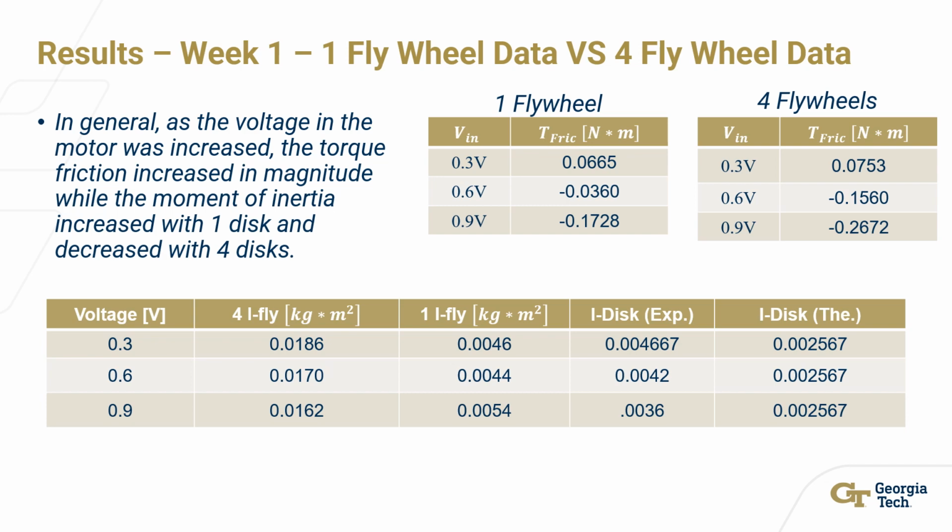In general, as the voltage in the motor was increased, the torque friction increased in magnitude, while the moment of inertia increased with one disk and decreased with 4 flywheel setup. As shown in the graphs on the top right, during 0.3 volts, the torque due to friction was positive. These values will be neglected in creating our model for torque to be used in the future because the uncertainty in these 0.3 volts is so high that it cannot reliably be trusted.